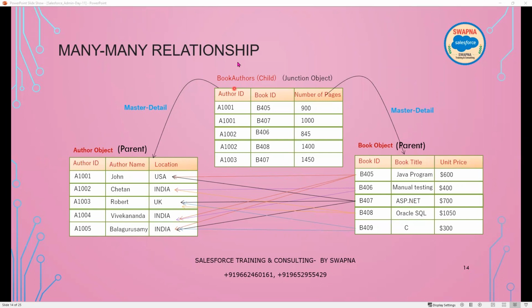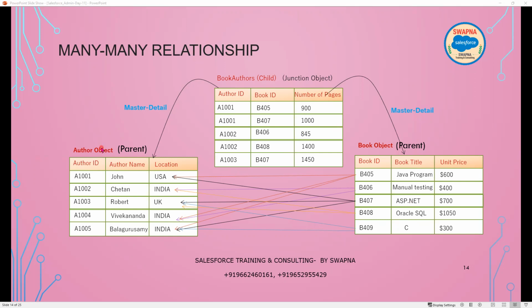So that means here I have two relationships in the child object. One relationship is with the author, another relationship is with the book. Both are master detail relationships. So a junction object always has master detail relationships between the child and parents. Clear? So this is the assignment. You guys have to do it.